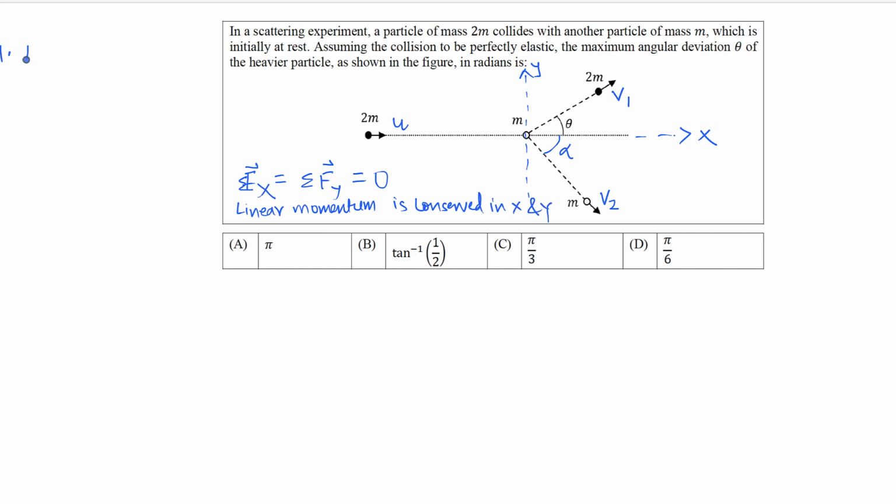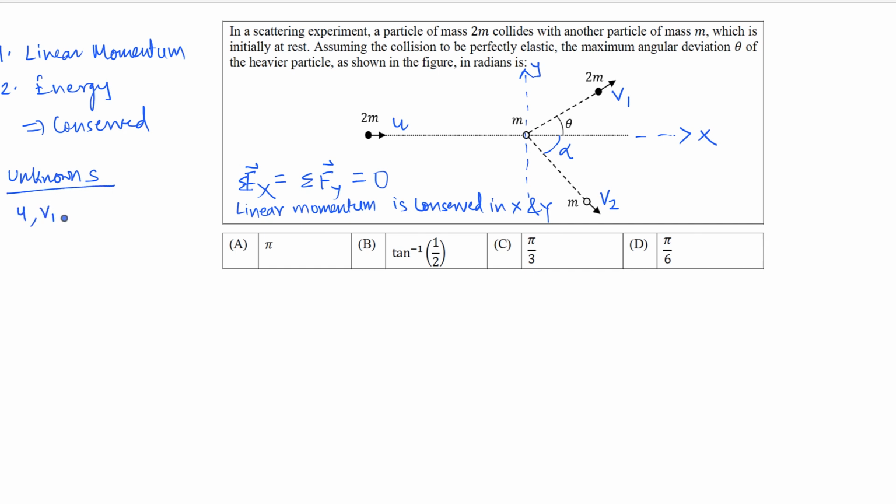Linear momentum and energy are conserved. And what are the unknowns here? We don't know u, we don't know v1, v2, theta, or alpha. So many unknowns. Clearly, there are only going to be 3 equations.